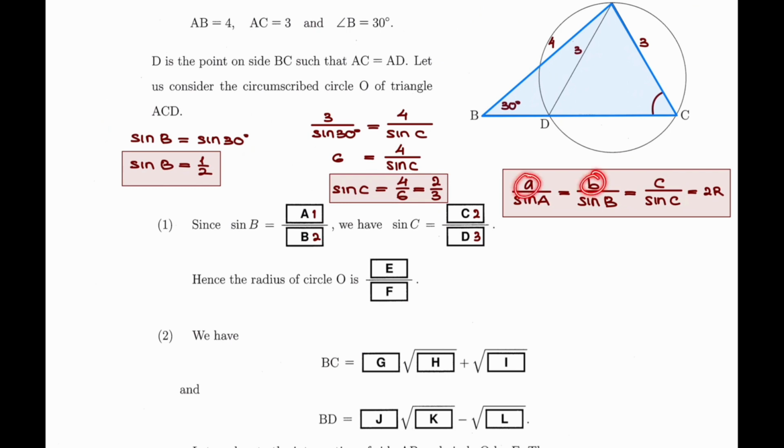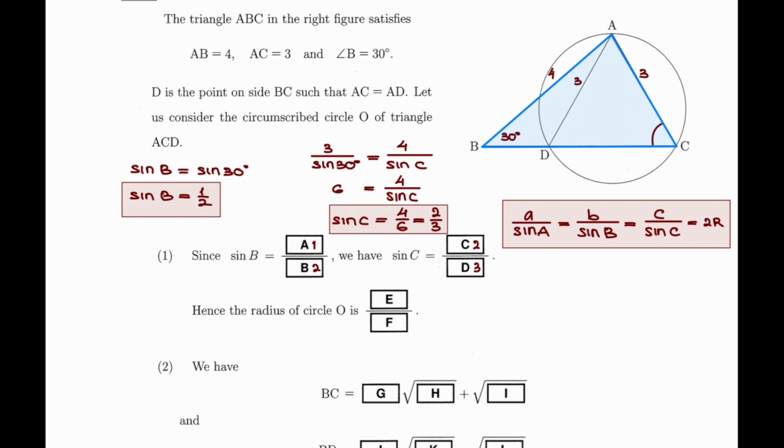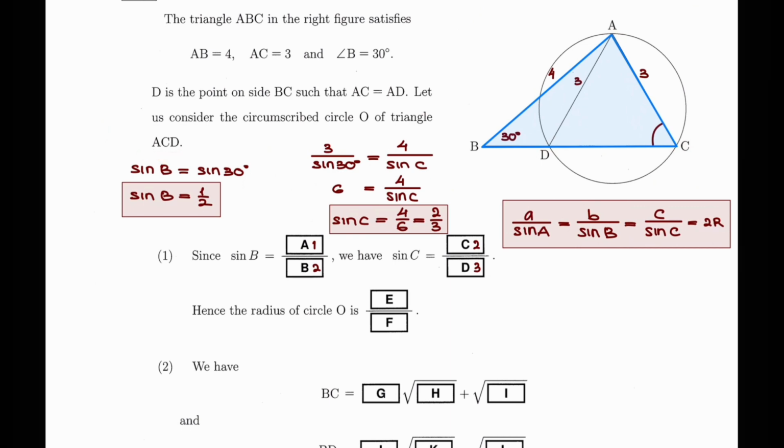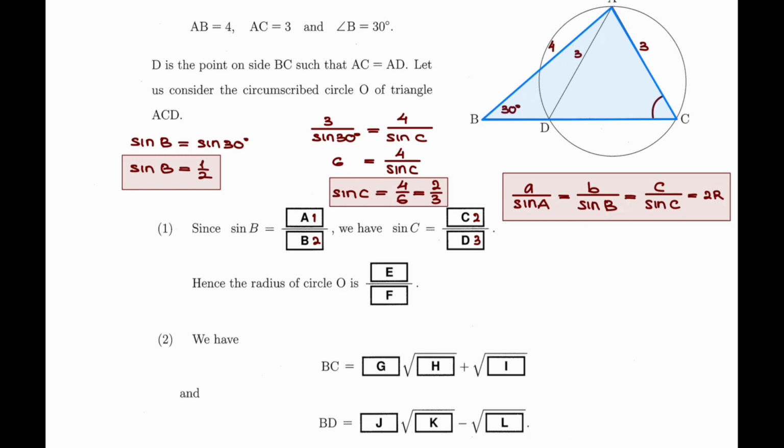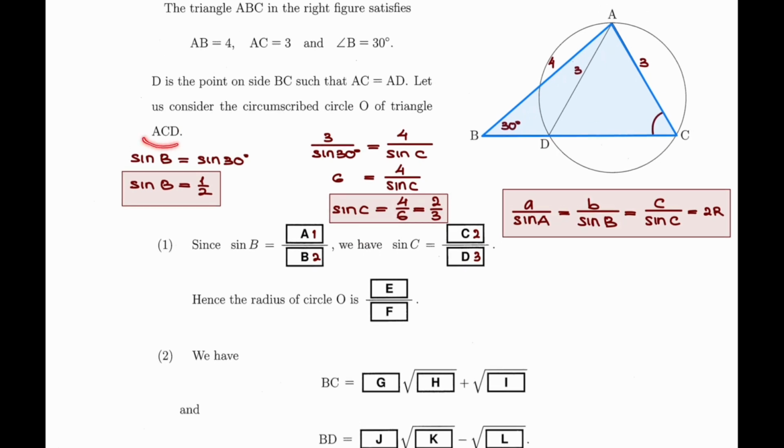Of course, triangle ABC here is the triangle inside the circle. In this case, A, C, and D. So instead of B, I think I should use D, because the triangle that is inside the circle is triangle ACD. So, if I want to find the radius, I need to see triangle ACD. I will adjust my triangle first. Instead of ABC, I need to focus on triangle ACD, as you can see here.